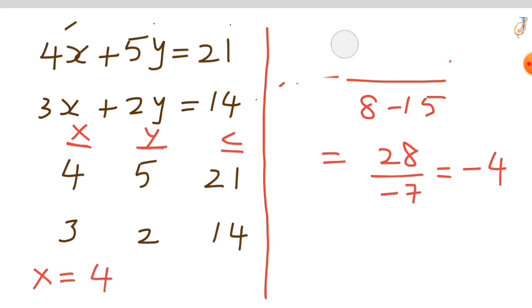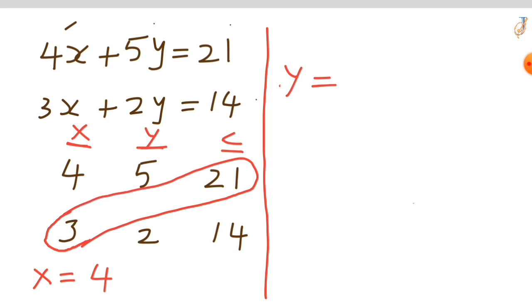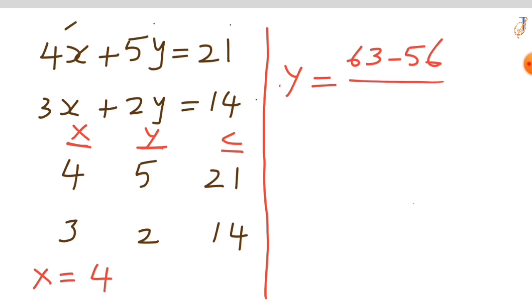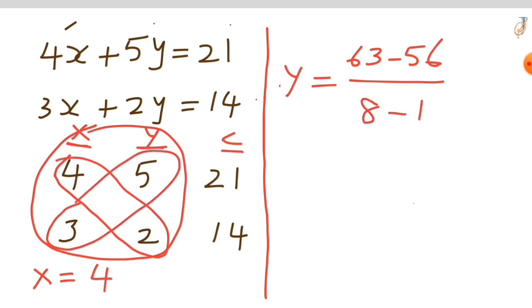Now we are going to find the y value. To find the y value, you need to concentrate on x coefficients. So you need to start with the second equation. This is our second equation, x coefficient 3. Do cross multiplication. 3 times 21 gives 63, minus again x coefficient with constant, 4 times 14 gives 56, divided by, now x and y terms. So 4 times 2 is 8, minus 3 times 5, 15. 63 minus 56 gives 7.